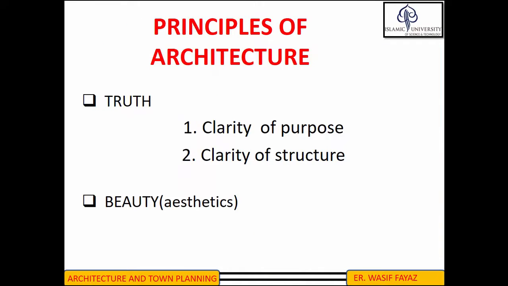Now, the basic principles of architecture. The basic principles of architecture involve truth and beauty. Now, truth. Truth is one of the most important principles of architecture. Truth means clarity of purpose as well as clarity of structure. Now, clarity of purpose. Every structure must convey the purpose for which it is constructed. It should not deceive the eyes of a person even for a moment. It should not convey any false statement or suggestion with regard to the purpose of its construction.